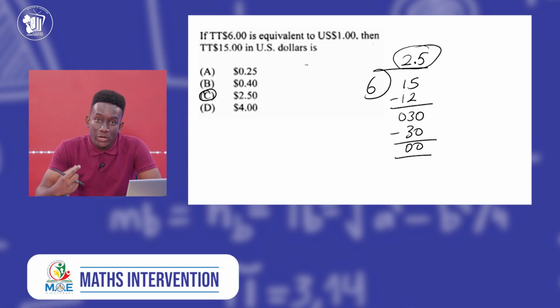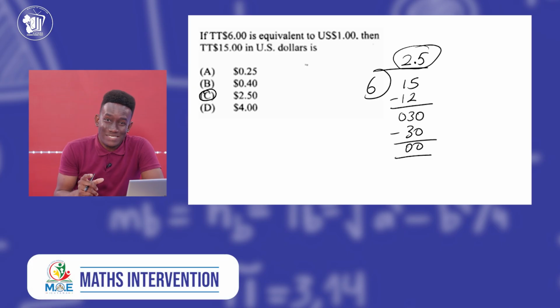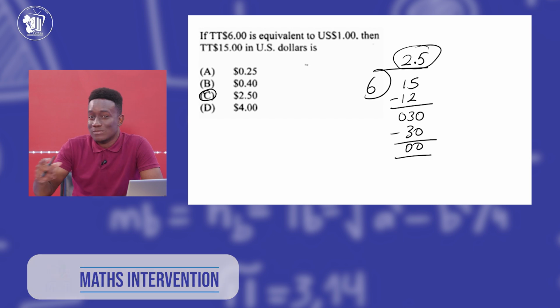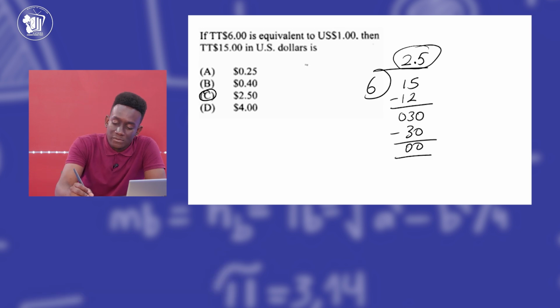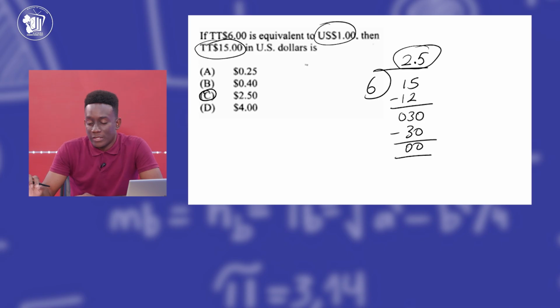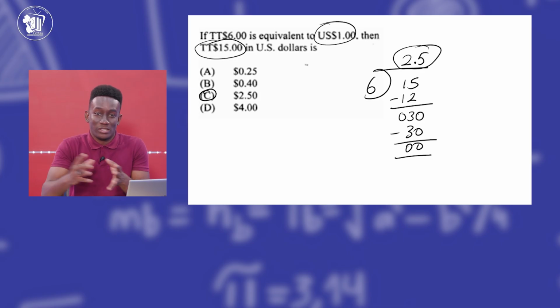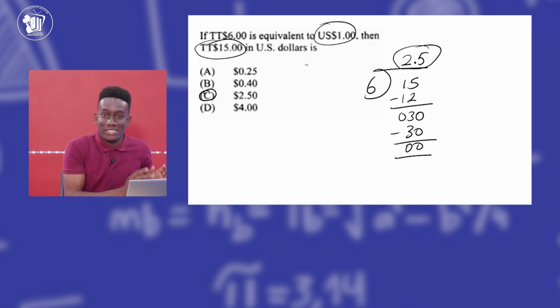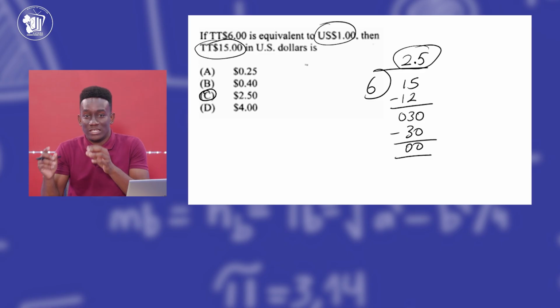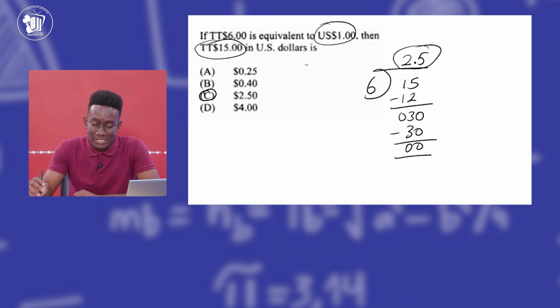So one thing we need to know when we are converting from the smaller currency to the currency that has the most value, in this case the smaller currency, or the currency with the lesser value, would be TT as compared to US. When you convert from TT to US, we divide. If you wanted to convert from US to TT, we'll multiply, because 1 US is equal to 6 TT. So if you want to convert from US to TT, you'll multiply, because the less US you have, the more TT you will have. And the more TT you have, the less US you will have. So that is why we divide in this case.